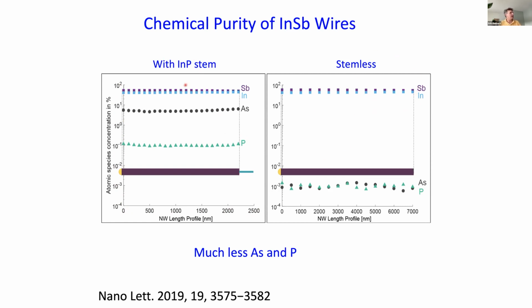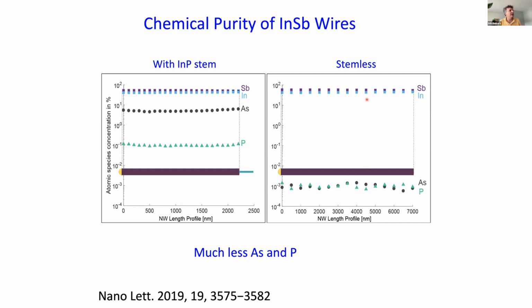Let's start with the wires with a stem. So here we find antimony and indium at about a 50-50 ratio, which you would expect, of course. But then in addition, we also find phosphorus and arsenic. And arsenic has a concentration of a few percent here even. So quite high concentrations of arsenic. And important to mention is that these wires have a length of about 2 microns here. This is the maximum length that we could obtain by then.